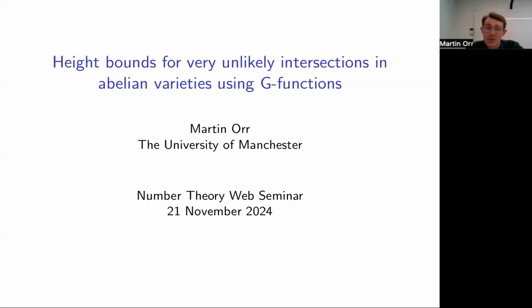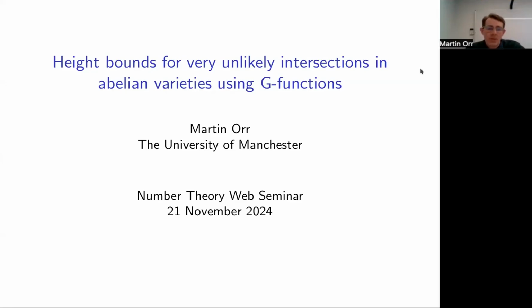So I'm going to talk about some things relating to the Zilber-Pink conjecture for abelian varieties. I'll start off by explaining what that conjecture is, some of the motivation for it, and then what's known about it. Then I'll say a bit about why I'm interested in using G functions to try and say something about it, and what we can actually say.